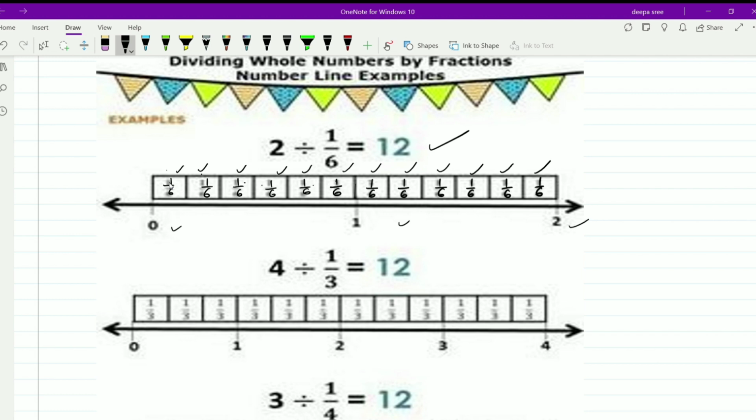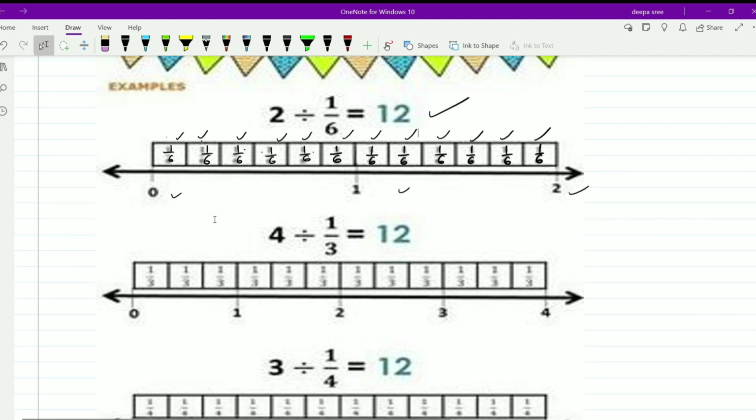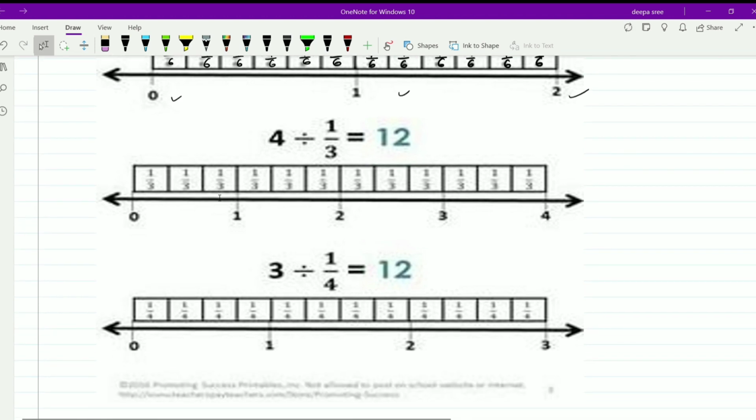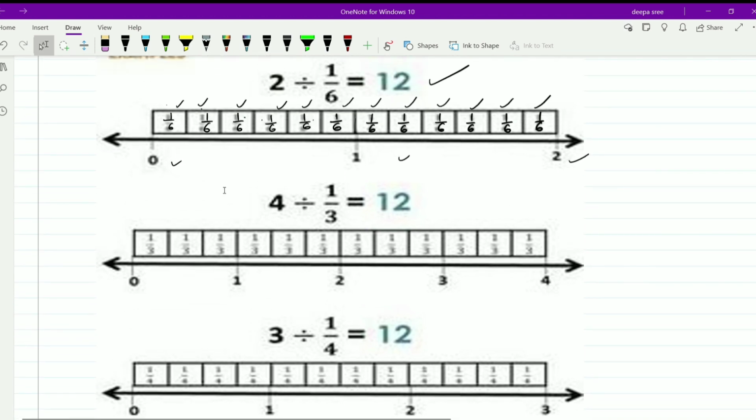So now 4 divided by 1 by 3. Here there are 4 divisions in the number line. It is represented by 4 divisions. So 4 is divided by 1 by 3. Each one unit we have to divide into 1 by 3 divisions. So you will get 1 by 3 part.